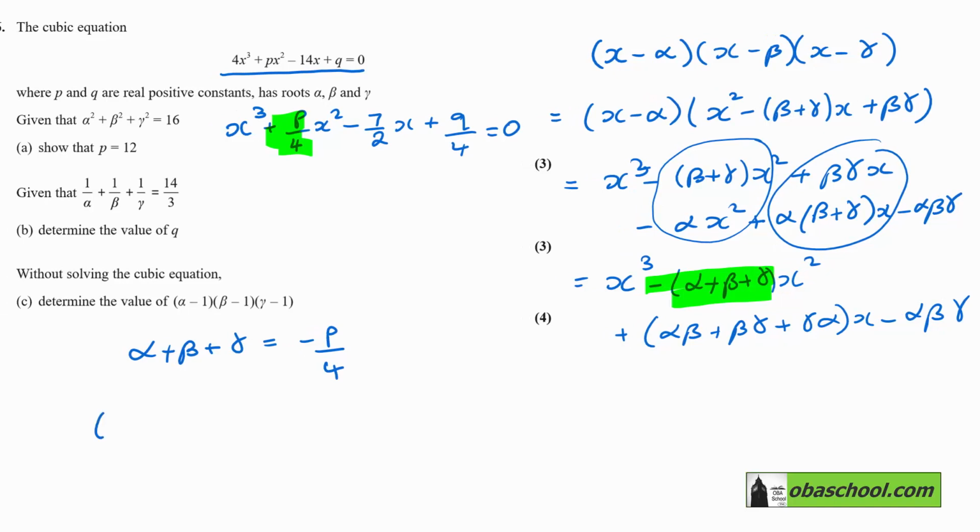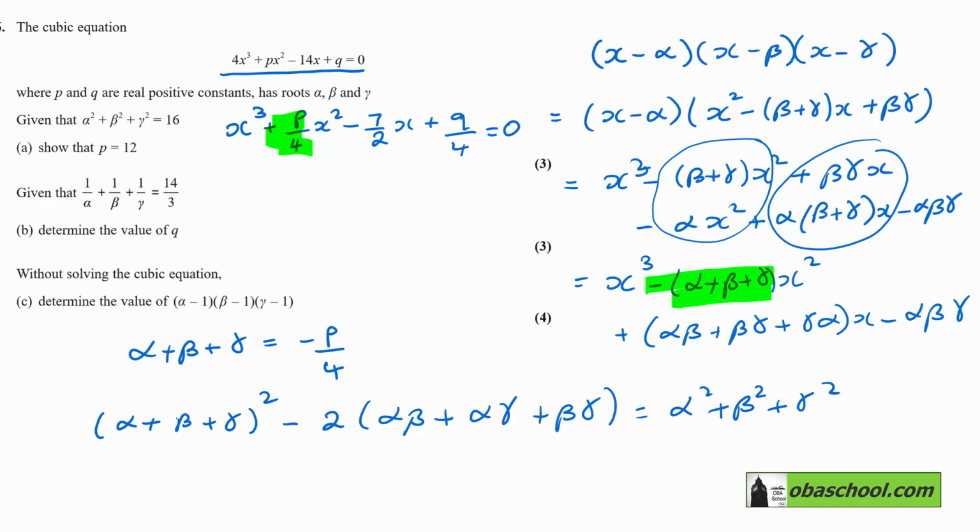Also, alpha plus beta plus gamma squared, take away twice alpha beta plus alpha gamma plus beta gamma, which is the same as this one, just in a slightly different order, is actually equal to alpha squared plus beta squared plus gamma squared. So you can verify that with some simple algebra. So that gives me that alpha plus beta plus gamma squared, take away twice.